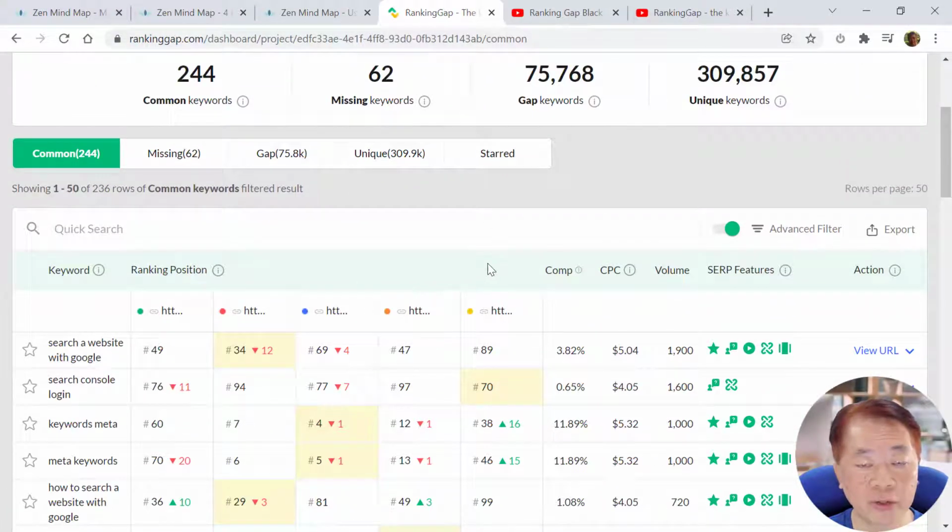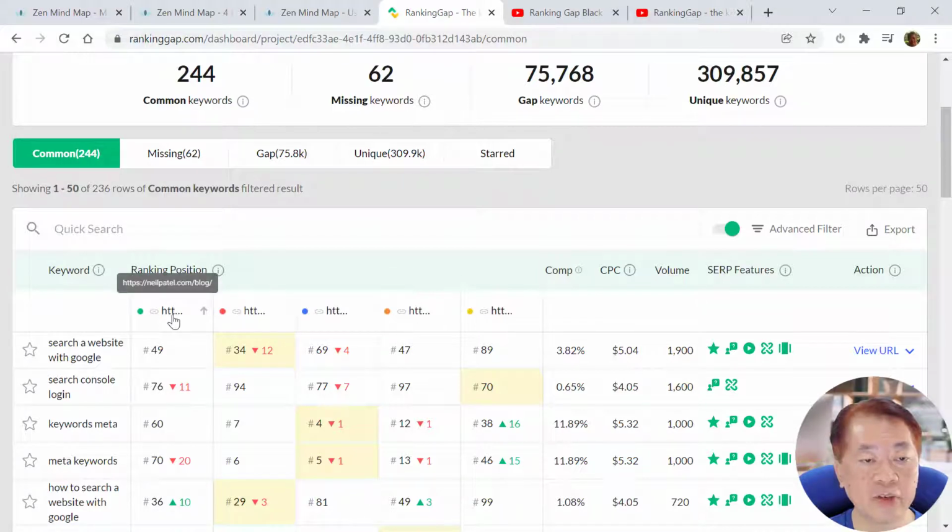Without further ado, let's see the common keywords that we are talking about. We have five tabs here: common keyword, missing keyword, gap keyword, unique keyword, and the star. Star means something that we mark with a star, for example, we star it here. So we are talking about common keywords here. Common keywords means what you are ranking for and your competitors are also ranking for.